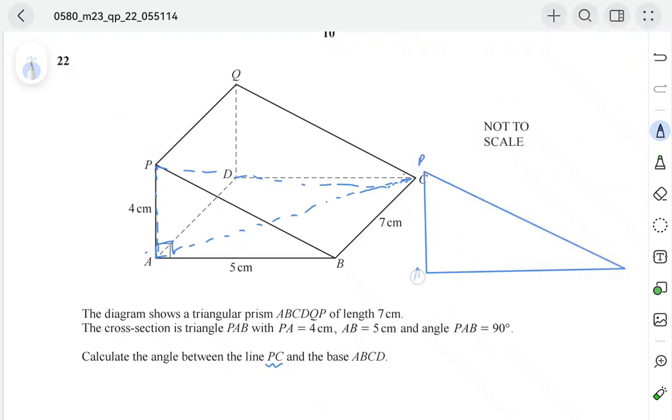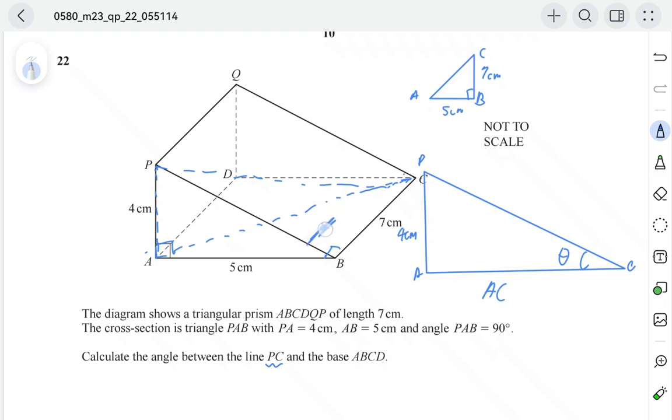This is PA, this is AC, there's 4 cm, and we don't know much about the rest. So we want this angle, the angle of PC and the base ABCD. To do that, let's find AC, because AC is actually part of another right angle triangle, which is ACB, 7 cm here, 5 cm, and it's the hypotenuse of this triangle here.